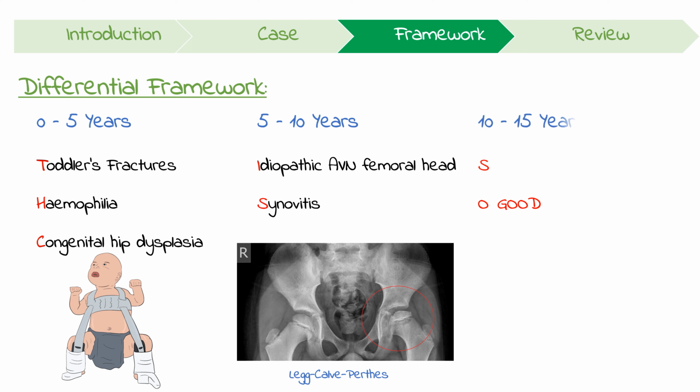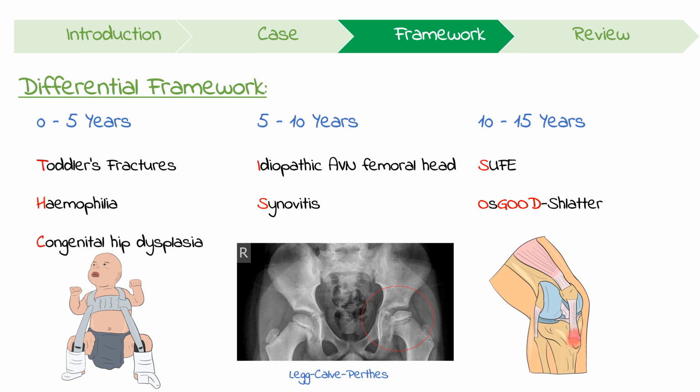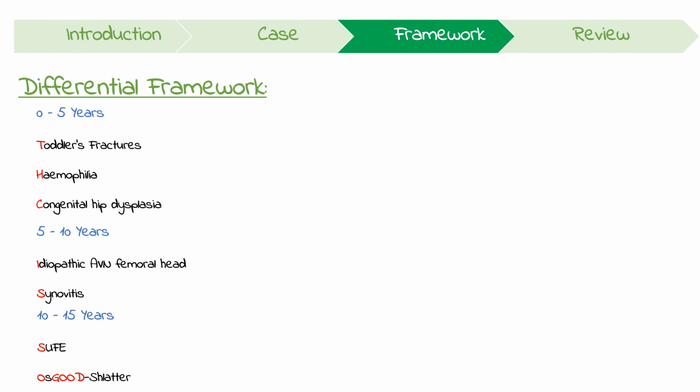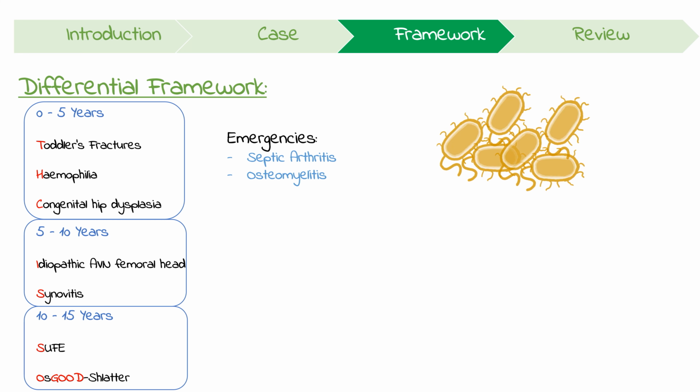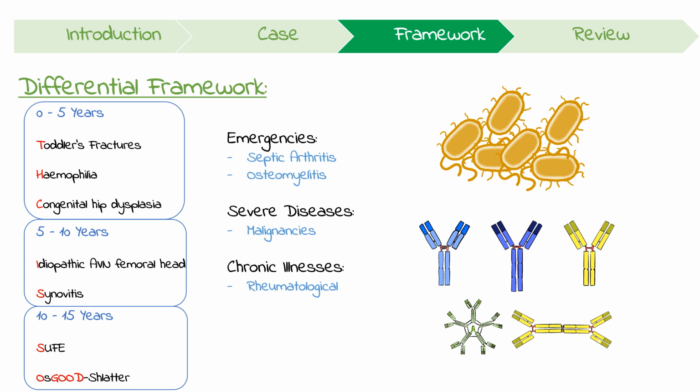Finally, between 10 to 15, a slipped upper femoral epiphysis, or SUFE, and traction apophysitis from something like Osgood-Schlatter's are good differentials. It's important to remember that many causes of limp aren't actually age-specific, and a broader diagnostic framework might actually work better sometimes. Although systems reviews are good, sometimes it's important to think about causes based on severity. Consider emergencies like septic arthritis and osteomyelitis, non-emergent severe diseases like malignancies, chronic illnesses like rheumatological disorders, and benign issues like musculoskeletal issues.